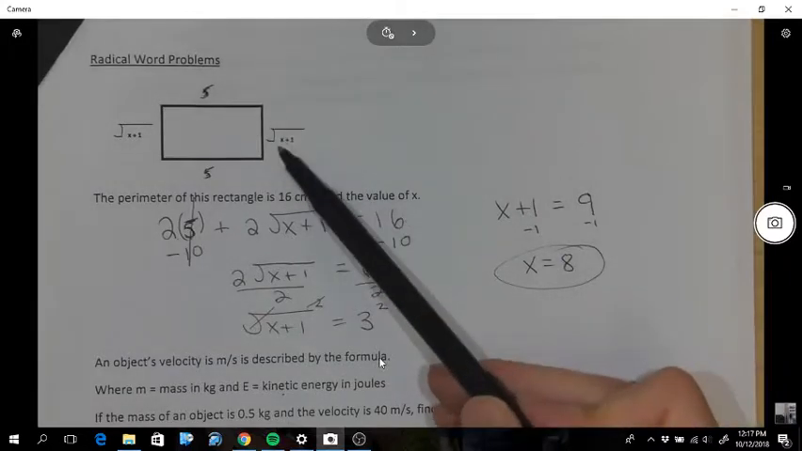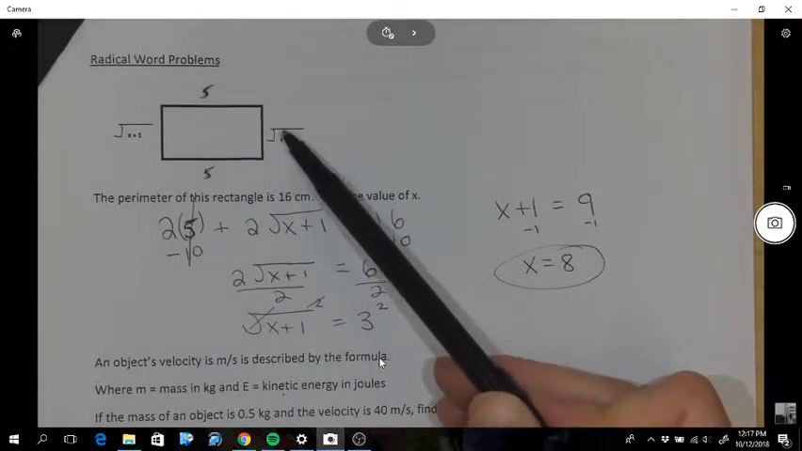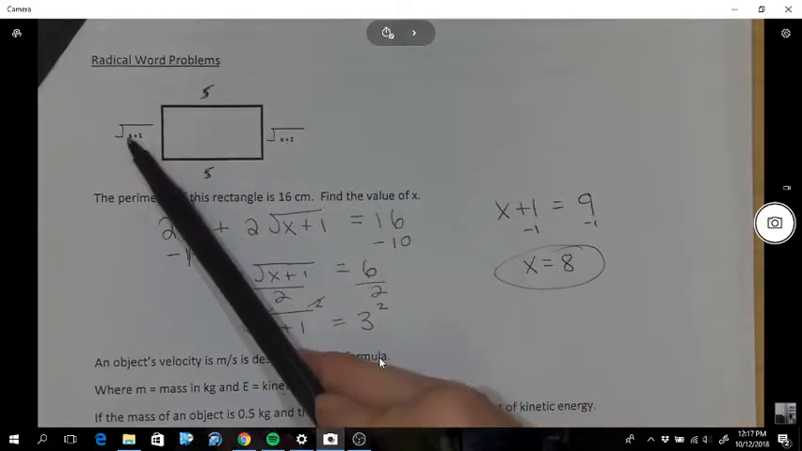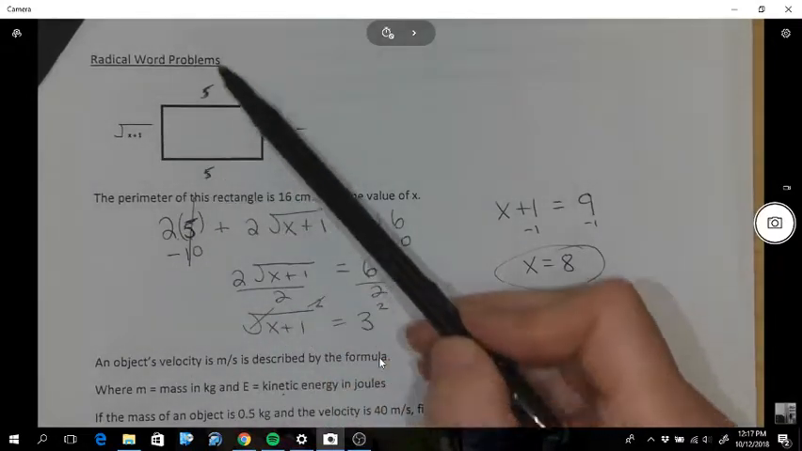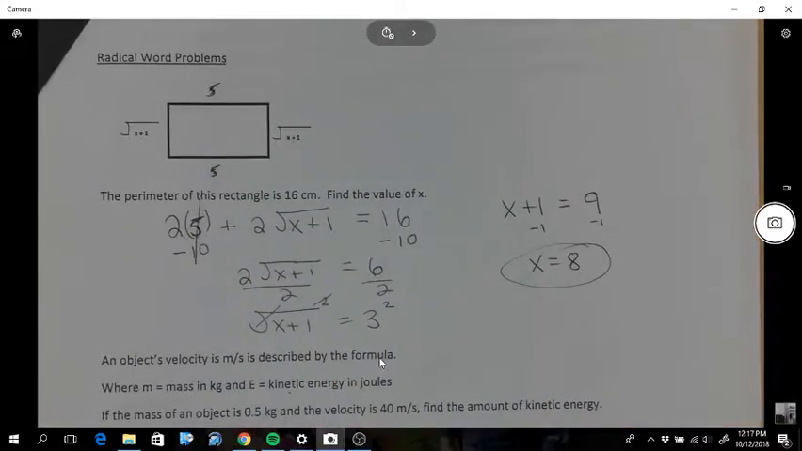If this was 8, then this would be the square root of 9, which would be 3. This would be the square root of 9, which would be 3. So adding that up would be 6 plus 10, which is 16.